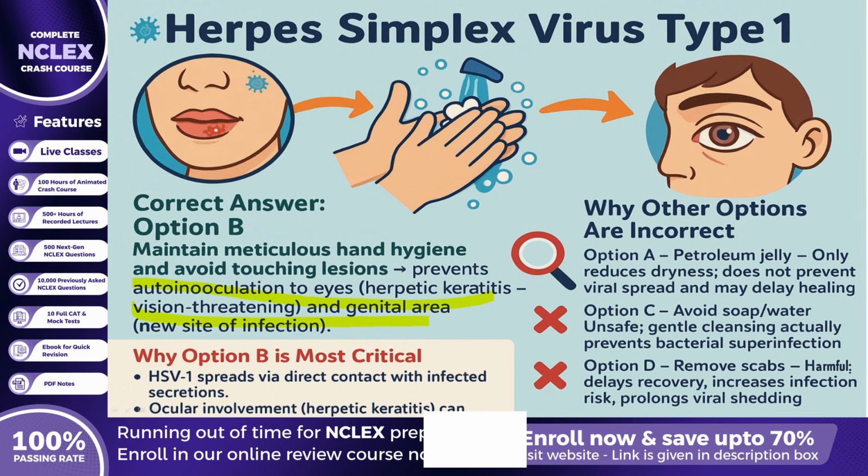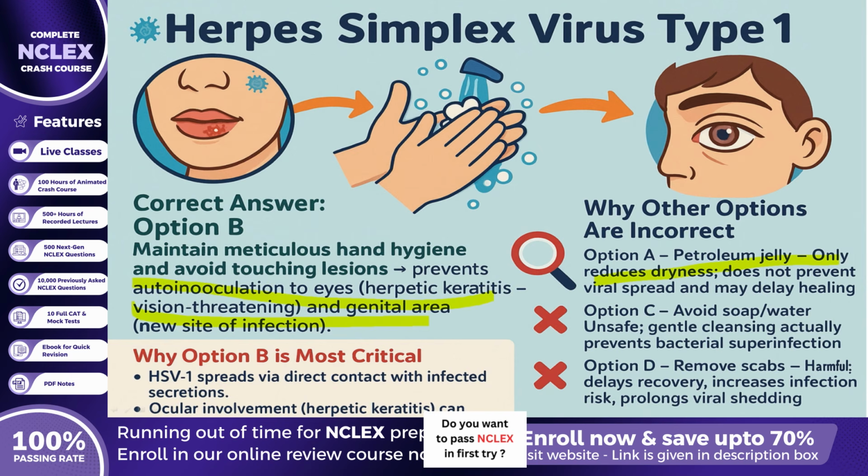Teaching clients about proper hygiene, avoiding direct contact, and using disposable applicators or gauze for cleansing plays a vital role in preventing these complications. When we examine option A, although petroleum jelly can help reduce dryness and cracking, it does not stop viral spread and may even delay the healing process by keeping the lesions overly moist. That means it offers comfort but not real protection against transmission. Moving to option C, avoiding soap and water is unsafe advice. In fact, gentle cleansing with mild soap and water helps remove debris and reduces the risk of bacterial superinfection.